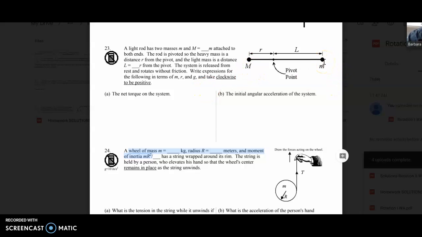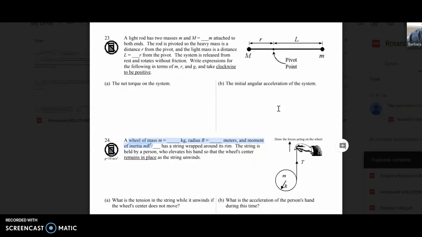So the pivot is here. No, it tells me the pivot is here. So that means we have an R cross mg and an L cross mg. So I would say that the net torque is the difference between those. And in order to find the angular acceleration initially, you need to find the rotational inertia I for the system, and just remember your base equation is mr squared. Then I would use torque equals I alpha to solve for alpha.